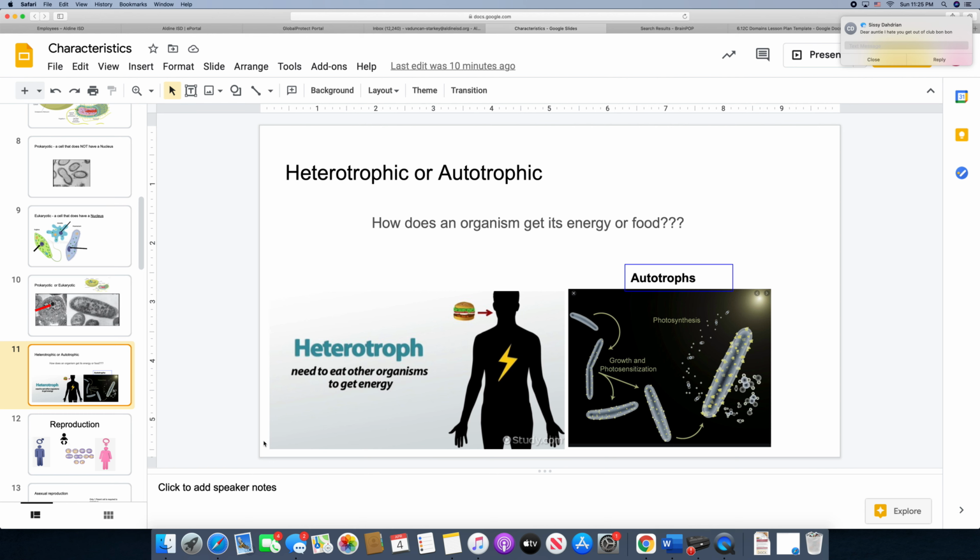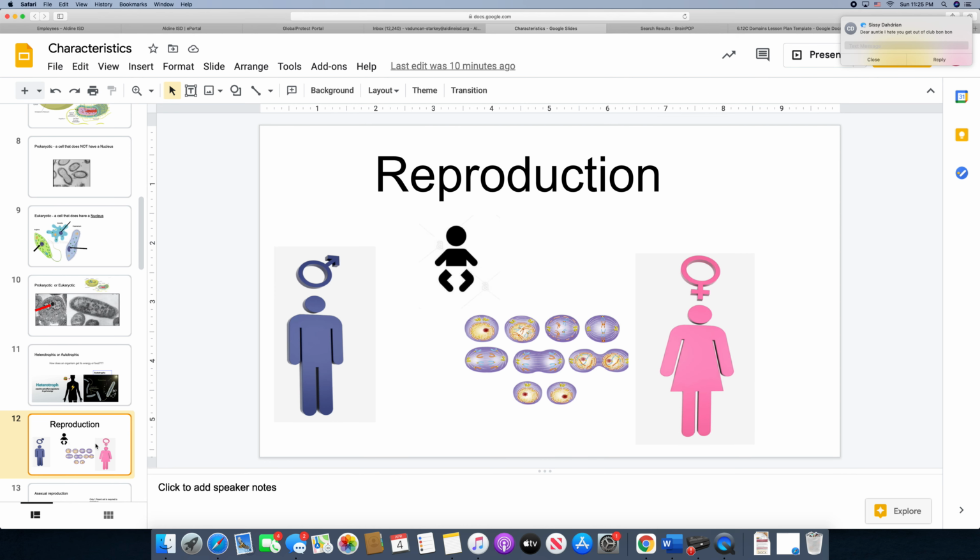The next topic we're going to be talking about for classification is reproduction. This should be a term that you guys may or may not be familiar with, but we're going to go over it.